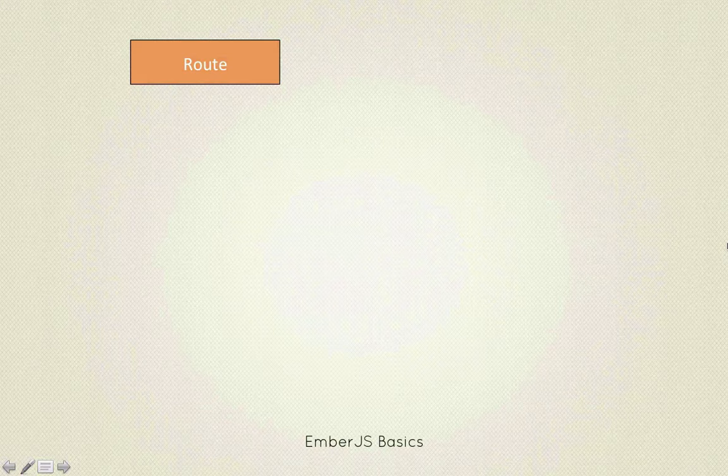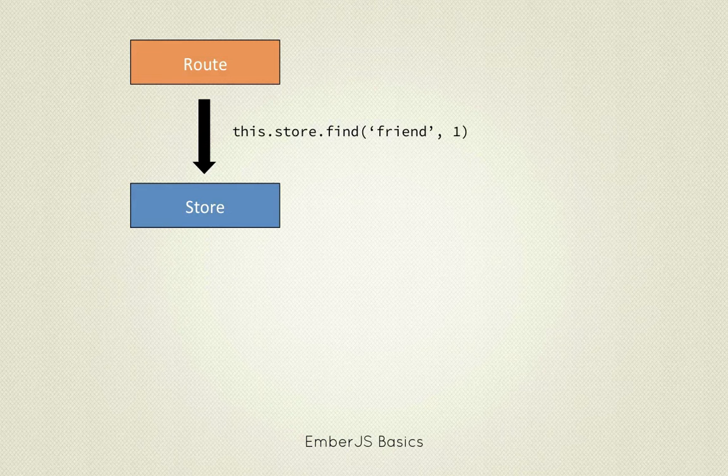Again, we start our adventure from the route object, which, as we already know, is responsible for providing the model. When using Ember Data, we've got the store object, which stores all available objects of our application. And to get it, we send a message to the store: Hey, I need a friend object with ID 1.